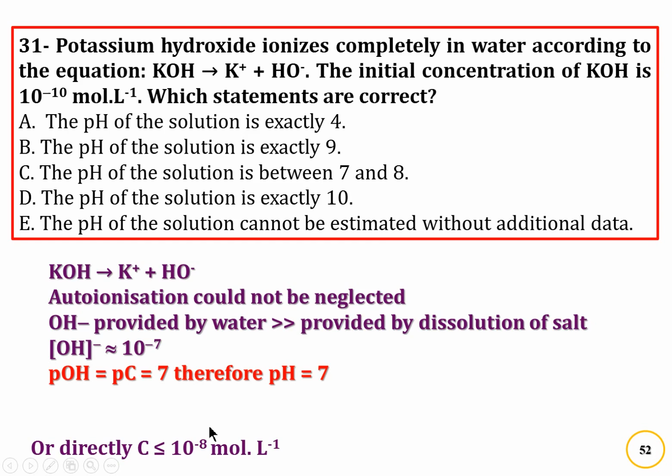Or we can apply directly the relation of the strong base, where we have three domains of validities. In this type of exercise, the concentration of the base given is less or equal 10^-8 mole per liter, so directly we can say the pH equal 7. So the correct answer is C.